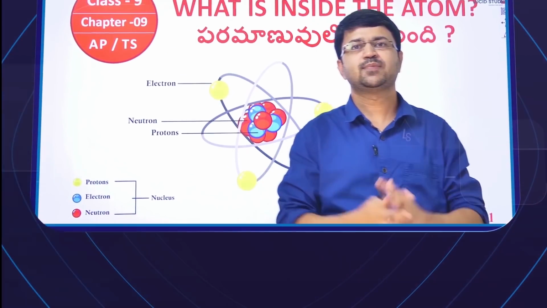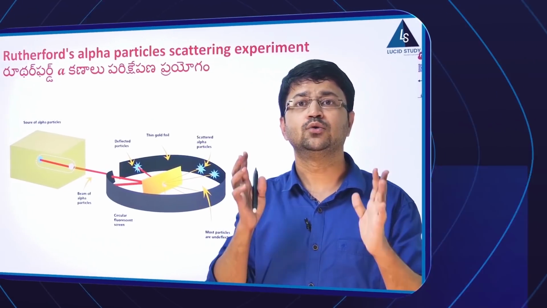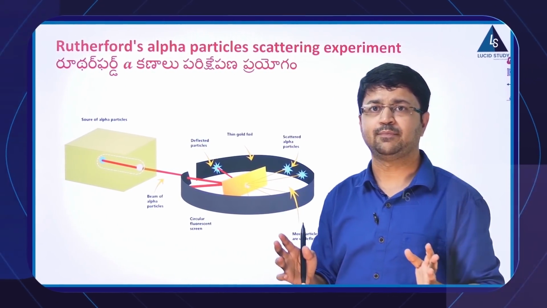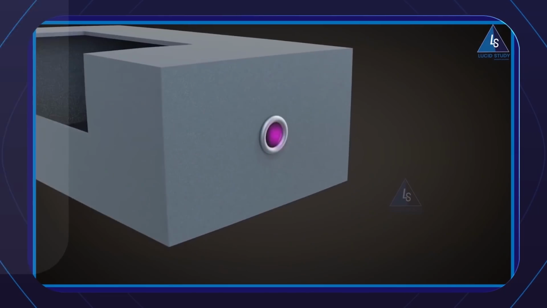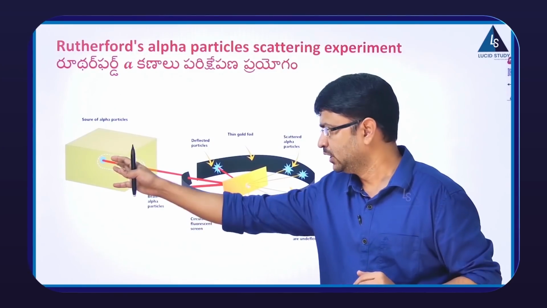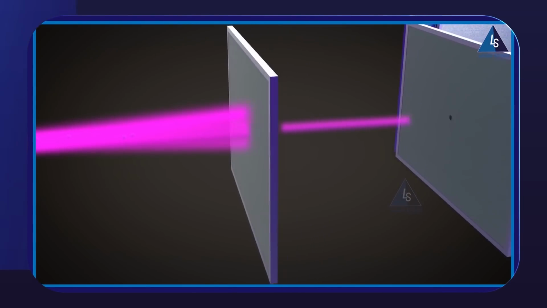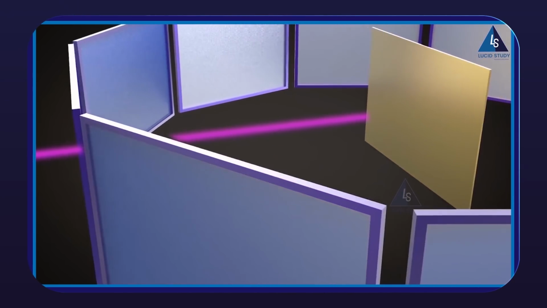I am going to explain what is inside an atom. When Rutherford conducted the experiment, whatever alpha particles were produced by the source, they traveled in a straight line and he made them hit the gold foil.